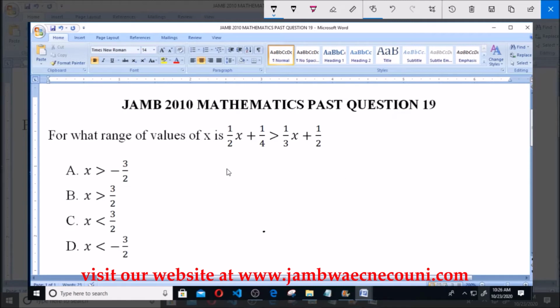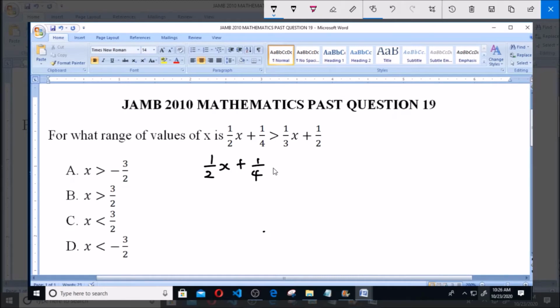Now we're given 1 all over 2x plus 1 all over 4 is greater than 1 all over 3x plus 1 all over 2. Now this is the same as saying x over 2 plus 1 over 4 is greater than x over 3 plus 1 over 2.